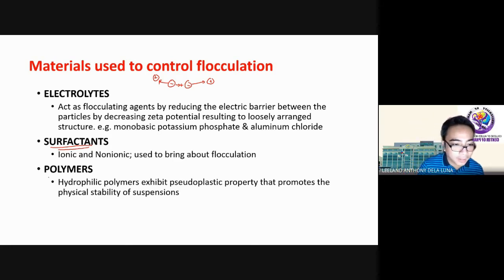Now, polymers on the other hand, class, is another material that we can use to control flocculation. Okay, and these are usually hydrophilic polymers that exhibit pseudoplastic property and promote physical stability of suspensions. Now, kasi when we say pseudoplastic, actually pag-usapan natin ito class sa rheology, the different properties of fluids in terms of their flow properties. Kapag sinabi yung class pseudoplastic, malapot siya kapag standing. Pero pag inalog mo, nagiging fluid siya. Right? Nagiging fluid yung consistency.